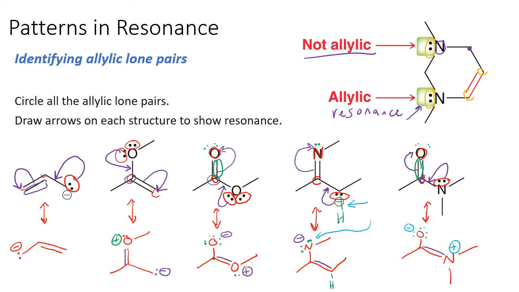So all of these examples and arrows that we drew were examples of drawing resonance structures when you have an allylic lone pair. So first you got to be able to identify when you have an allylic lone pair, and then you always end up needing 2 curved arrows to push that allylic lone pair.